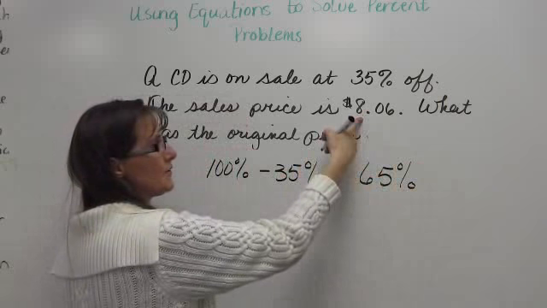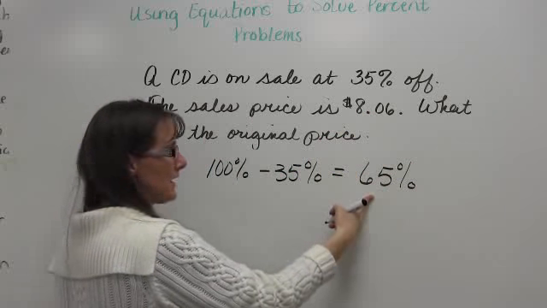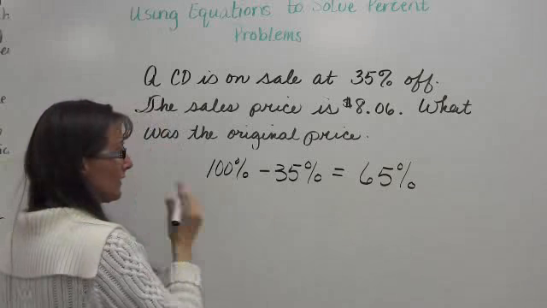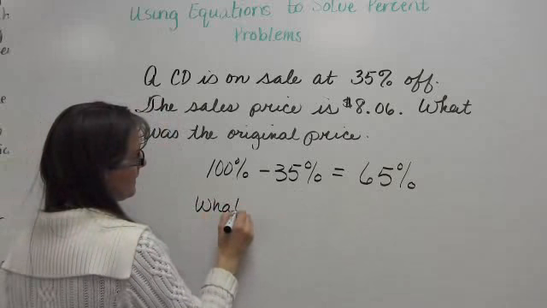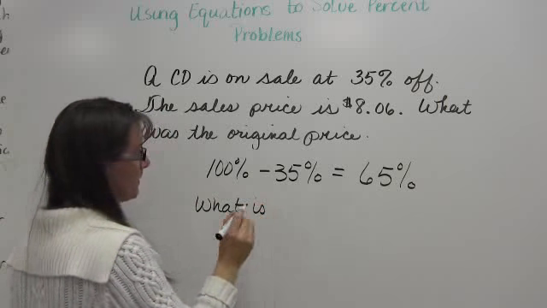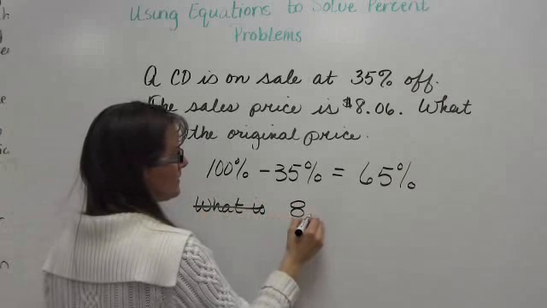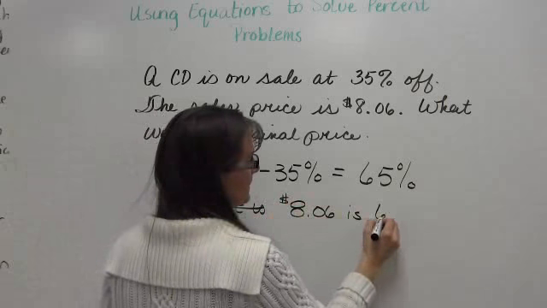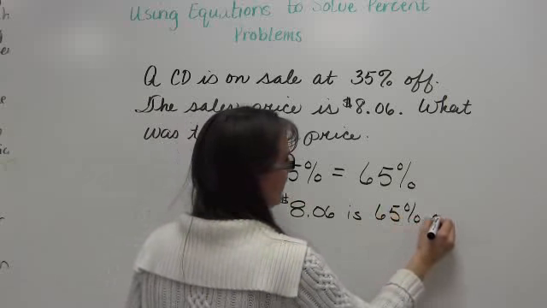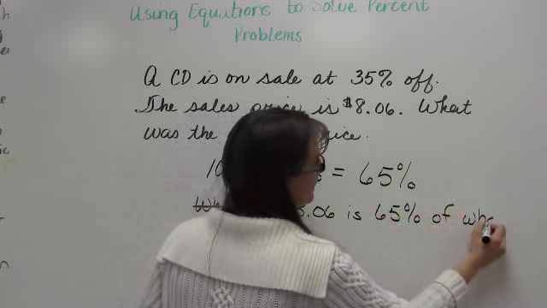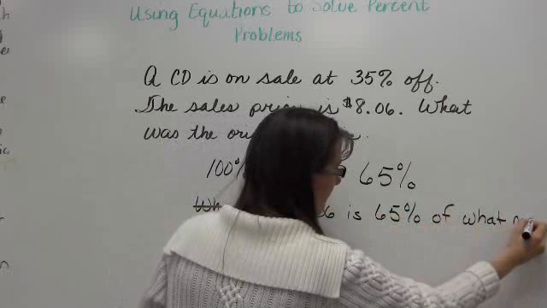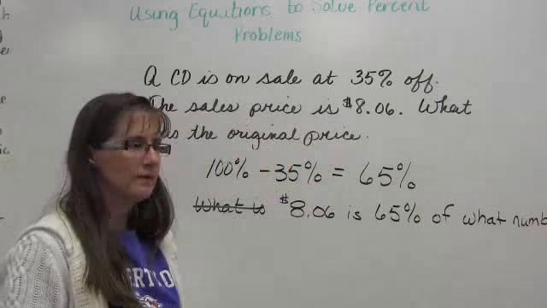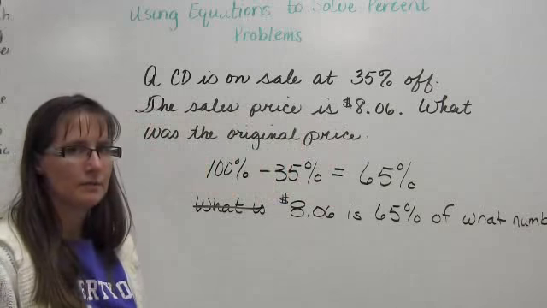My sales price is $806. It is 65% of some number. So this is what I have to figure out. I need to say $806 is 65% of what number? By answering that question and doing that math, I can determine my original price.